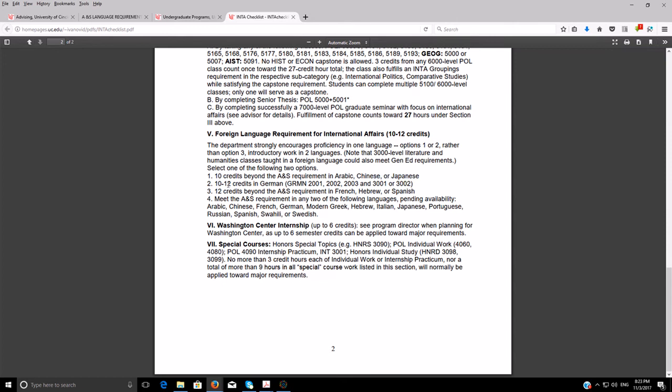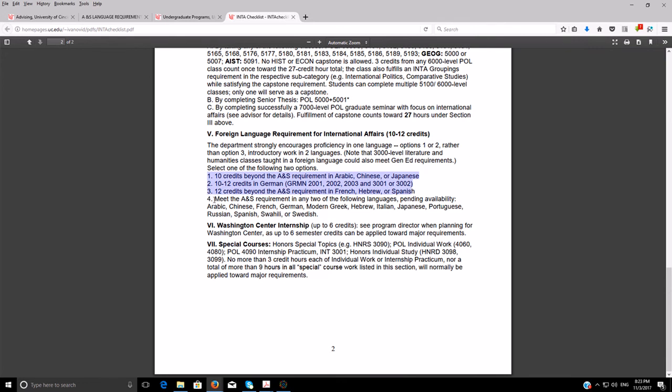Also up to 10 or 12 additional credit hours of German, which requires the completion of three 2000 level German courses and one of the 3000 level German courses, or 12 credit hours beyond the ANS requirement for French, Hebrew, and Spanish. What these options mean is that if you choose to stay within the same language, you need to accumulate upper level foreign language coursework: 10 credits for languages that are in 5 credit hour increments, 5 credit hours per semester, and 12 credits for those that are in 3 credit hour increments.